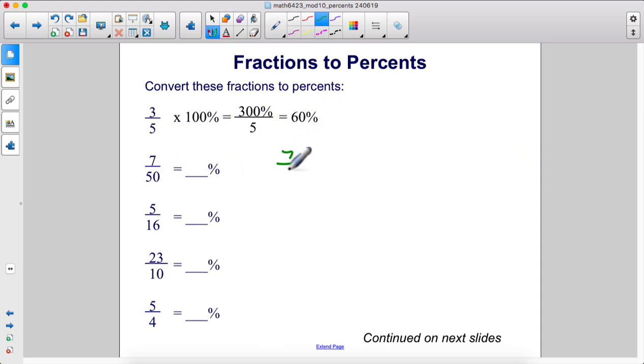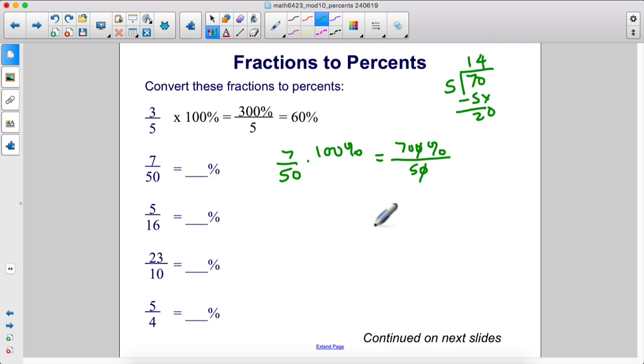7 over 50 is what percentage? All right, so 7 over 50 multiplied by 100%. We get 700% divided by 50. So what is that? Well, one of those zeros cancels with one of those zeros. What's 70 divided by 5? I'm not sure. Let me do this just in case. 5 goes into 7 once, with remainder 2, 20, 14. So this is going to be 14%.